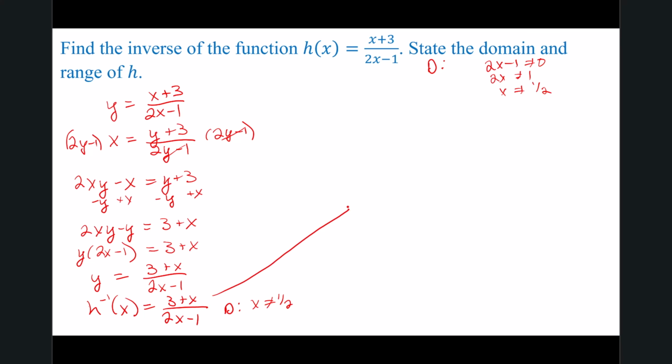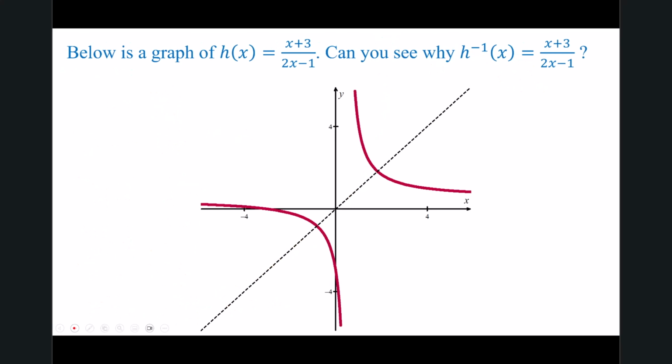Let's look at these two here. We have the function and its inverse are exactly the same. That does happen. It's not common, but sometimes that happens. If I look at the graph of this function, I can see why that's true. We have x plus 3 over 2x minus 1 is this graph right here. We have two different branches of the graph, but it is already symmetric about the line y equals x. So it is its own inverse.